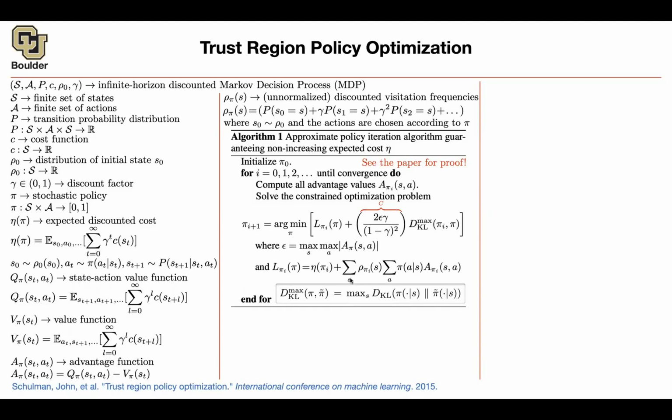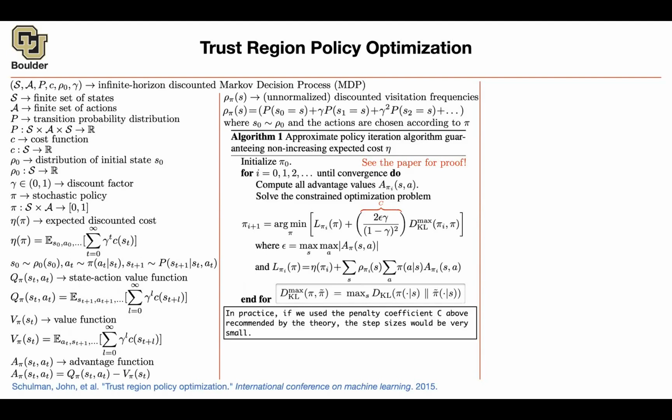Okay, but this algorithm is not useful in practice. Maybe it's useful for solving simple problems when you have finite states and finite actions, but it's not useful when you have continuous actions and continuous states. There is another drawback: in theory, you're going to converge, but in practice, because of the form of this constant C here, this algorithm is going to be super slow. So your step sizes are very tiny.